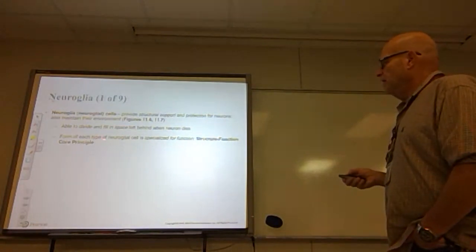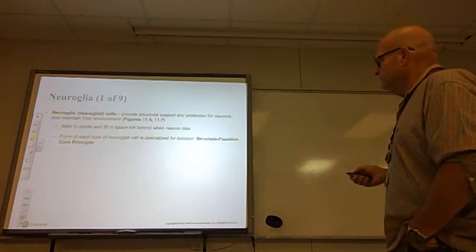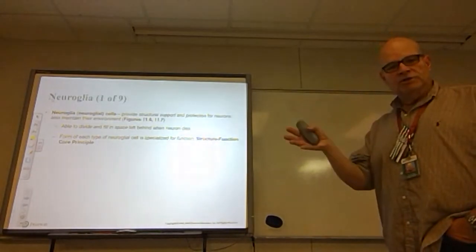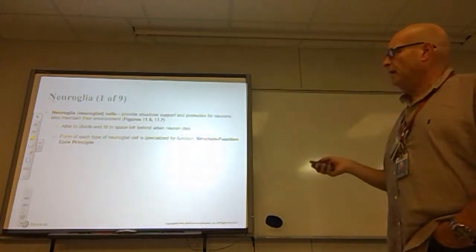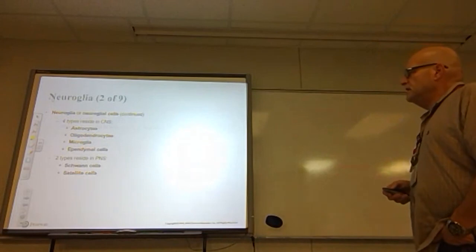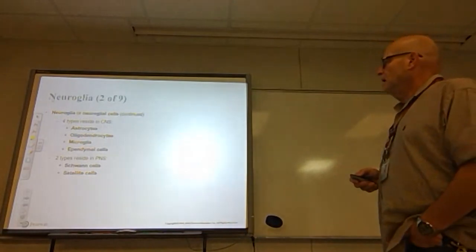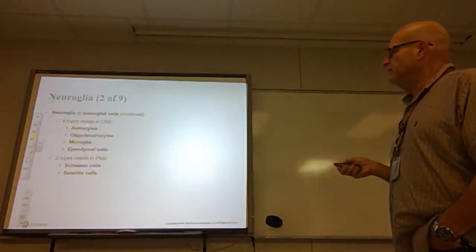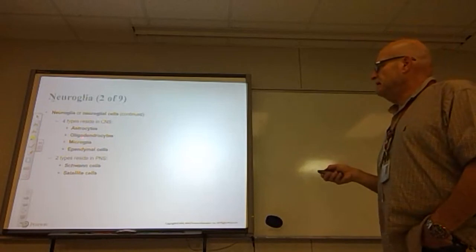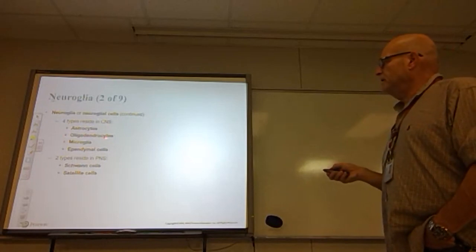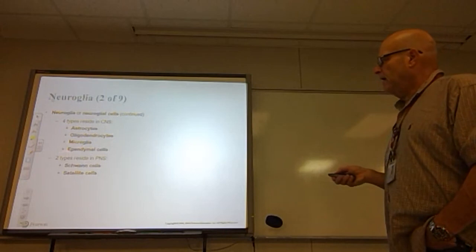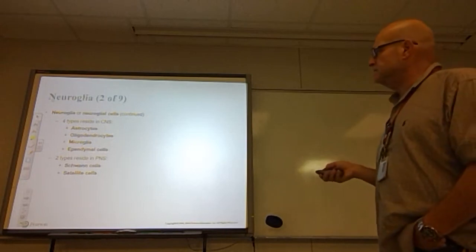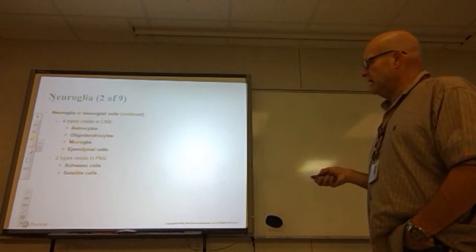The form of each type of neuroglial cell is specialized for its function. Again, that's the structure and function core principle. They're made to do a job, and they can do a job because of the way they're made. There are actually 6 types of neuroglial cells, sometimes called neuroglia, sometimes simply referred to as glial cells. 4 types are found in the central nervous system: the astrocytes, the oligodendrocytes, the microglia, and the epidermal cells. 2 types are found in the peripheral nervous system, the Schwann cells and satellite cells.